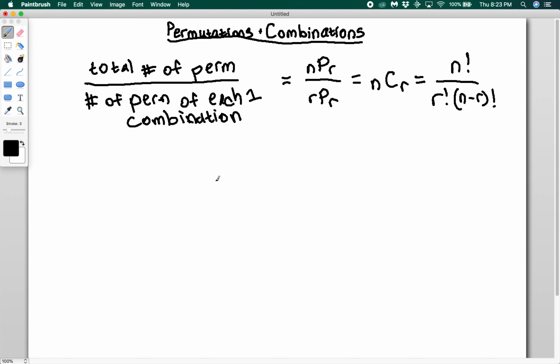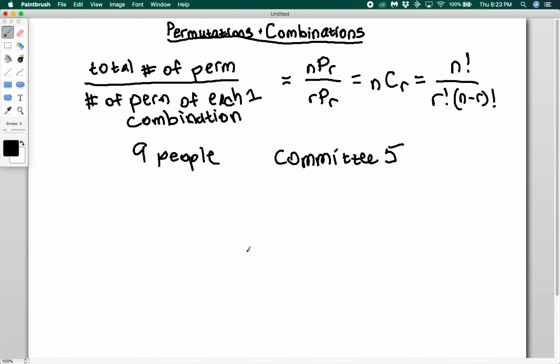So let's look at some combinations. Let's say that I have a group of 9 people, okay? And what I want to do is from those 9 people, I want to form a committee of 5 people, okay?